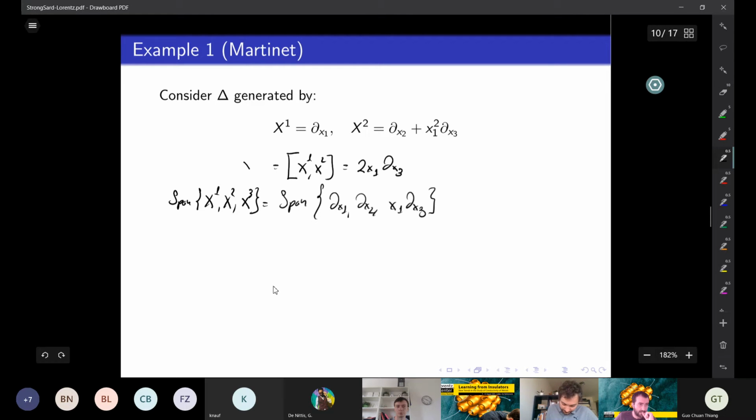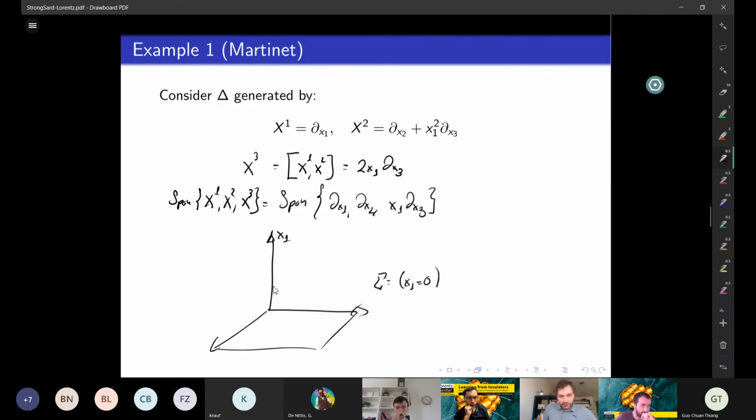Forgot to give the name. The surface where this subspace is not generating the entire tangent directions is given by x1 equals 0. Right, so at x1 equals 0, we have this Martinet surface. Let's call this x1 so that it's easier to draw. This is going to be the Martinet surface.